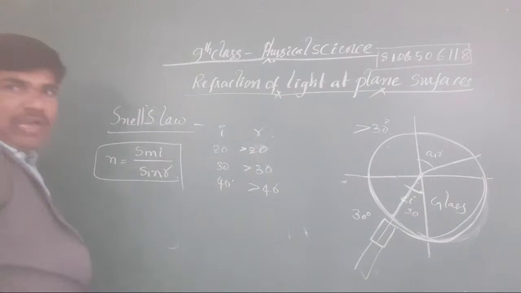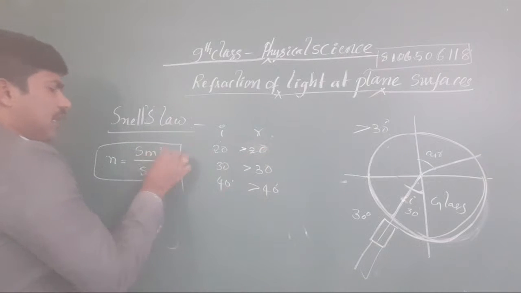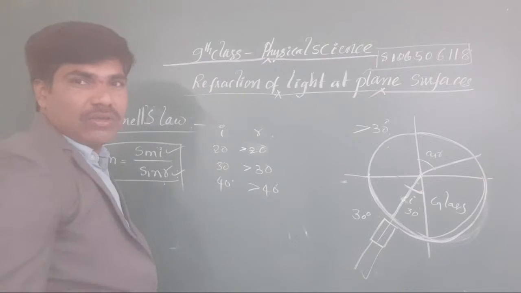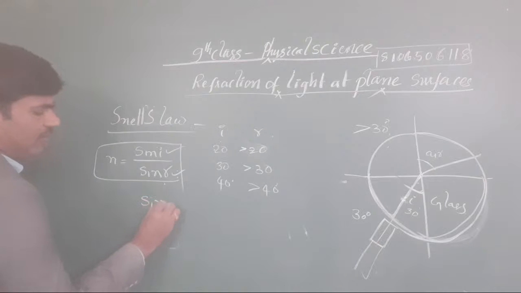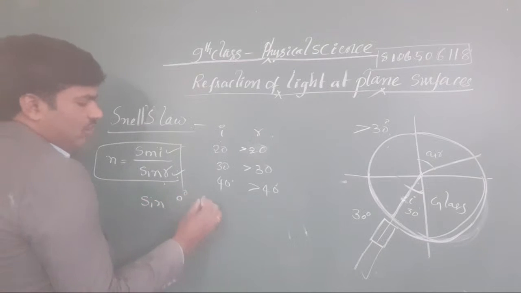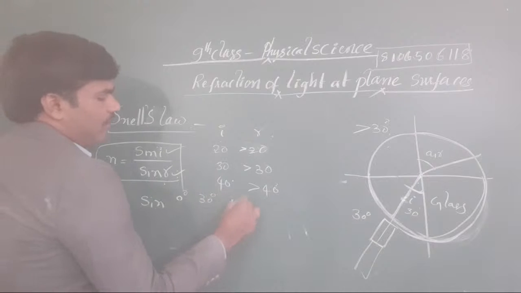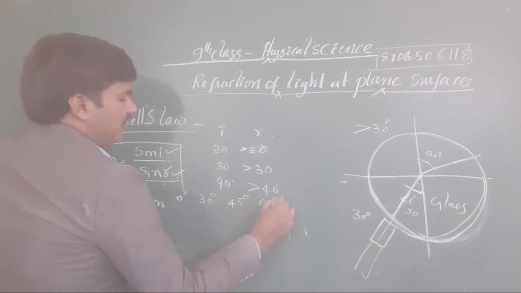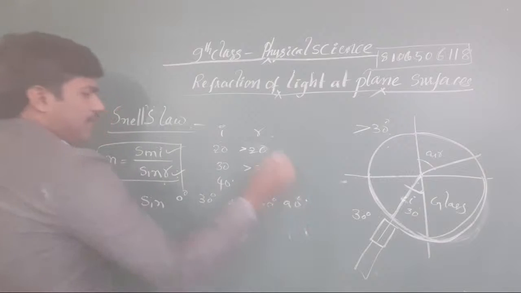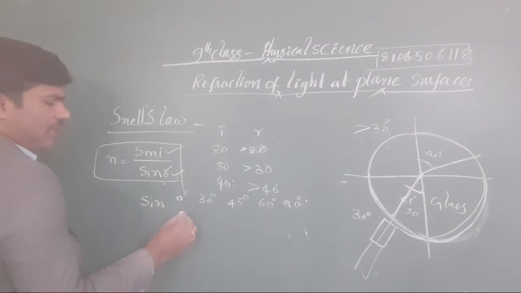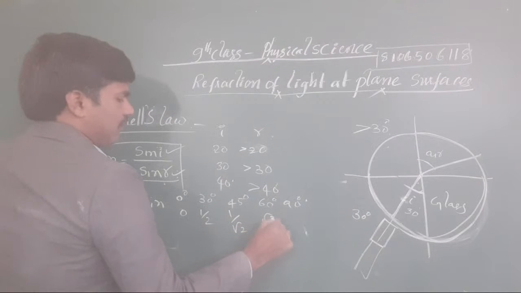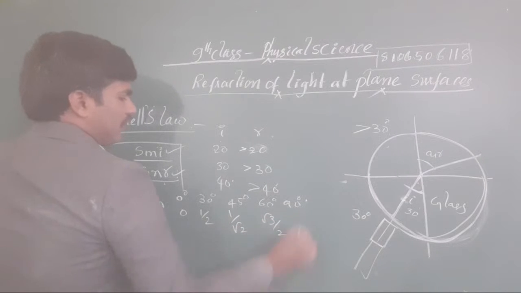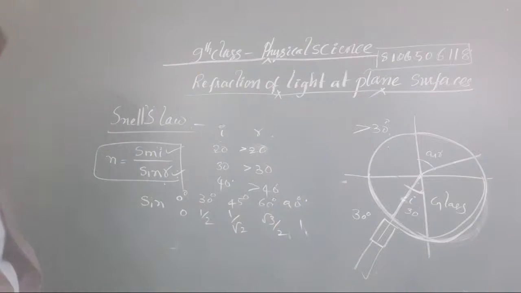When you take those values, you apply the angles as sine values. You know very well, I hope, the fundamental sine values. You take 0 degrees, 30 degrees, 45 degrees, 60 degrees and 90 degrees. Sine 0 is 0, then 1 by 2, 1 by root 2, root 3 by 2, and 1. These are the values for sine.